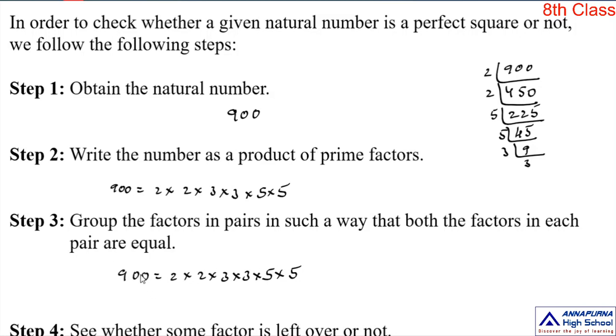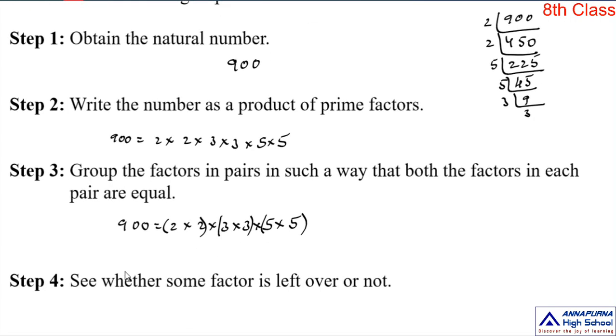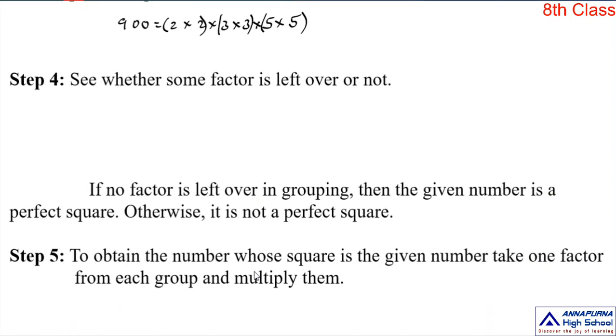Now group them. Yes, 2 is repeated 2 times, let us take one group. 3 is repeated 2 times, let us take one group, and 5 is repeated 2 times, let us take one group. So totally how many groups are there? There are 3 groups, and there is no factor left over in this prime factorization. That means this 900 is a perfect square number. If there is no factor left over in grouping, then the given number is a perfect square number.